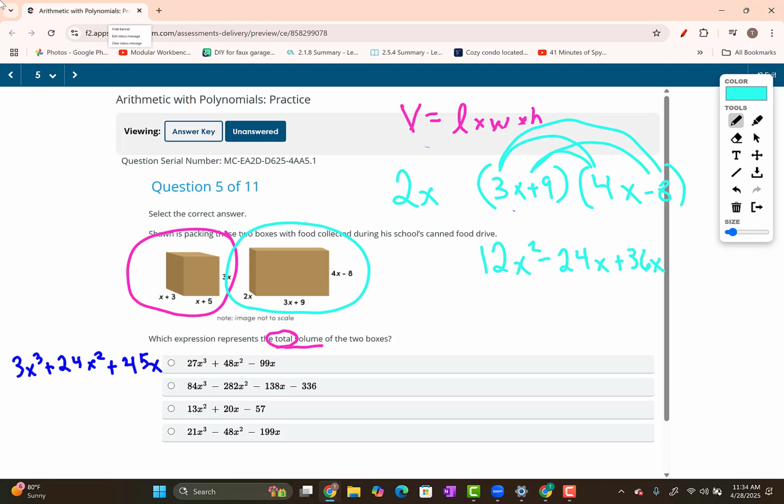And 9 times negative 8, negative 72. Combine our like terms in the middle. Negative 24 plus 36 is positive 12x. And minus 72. And then we're going to add to that this expression over here.